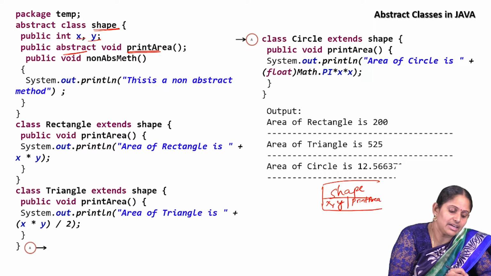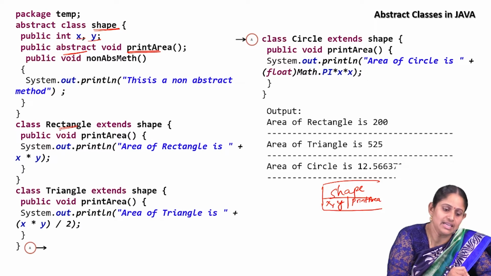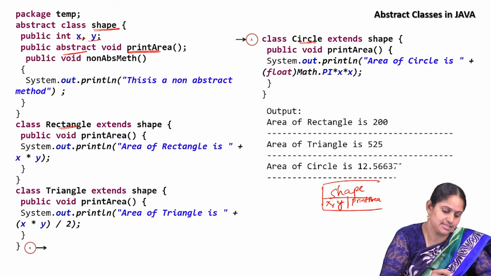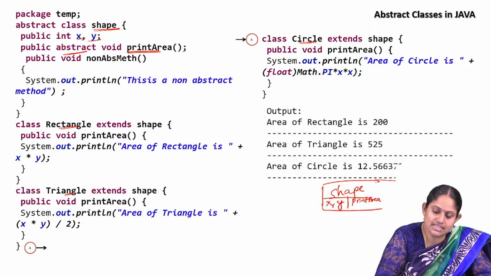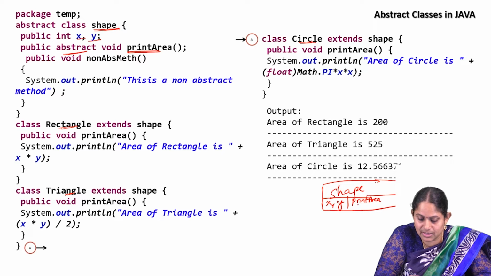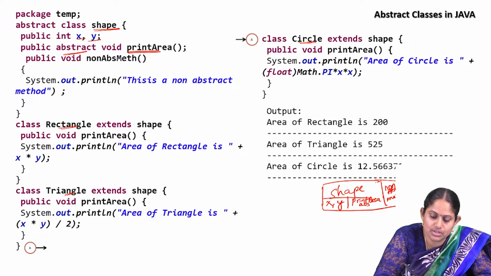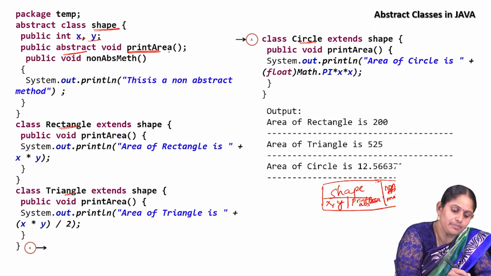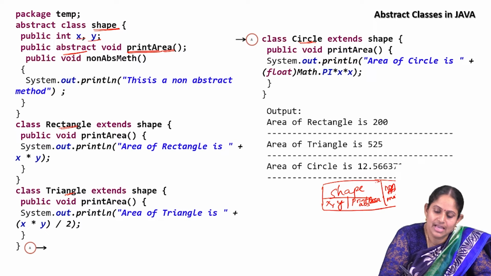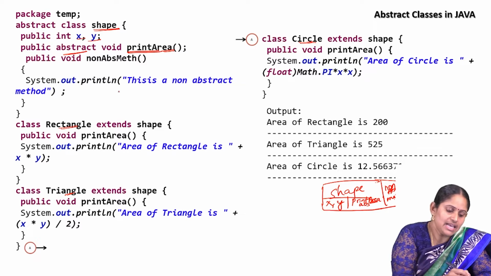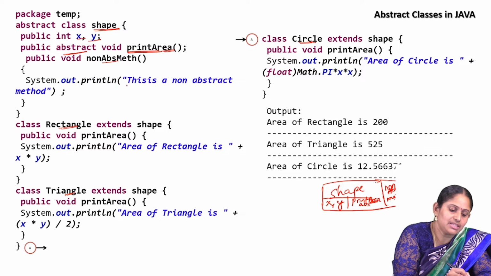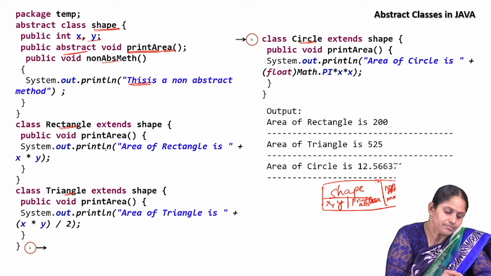Now from shape we are deriving the rectangle class, the circle class and the triangle class. Inside shape there are two methods: print area, which is an abstract method, so it won't have any implementation and doesn't have any body, whereas the non-abstract method is given some implementation.